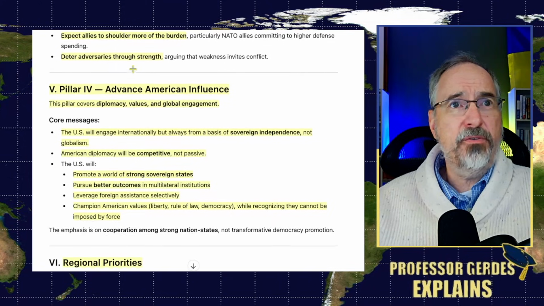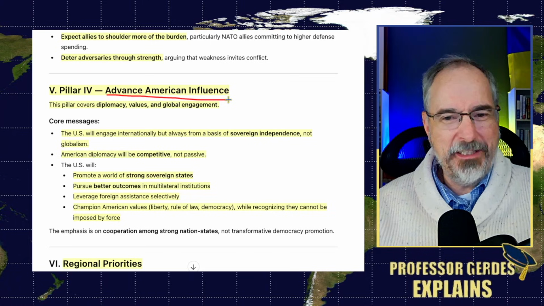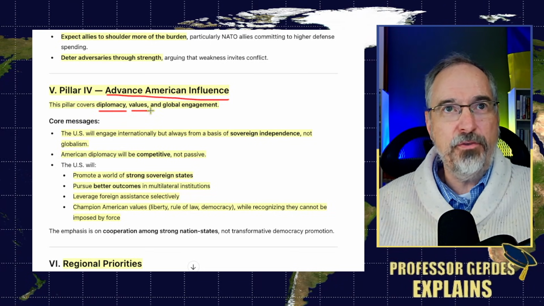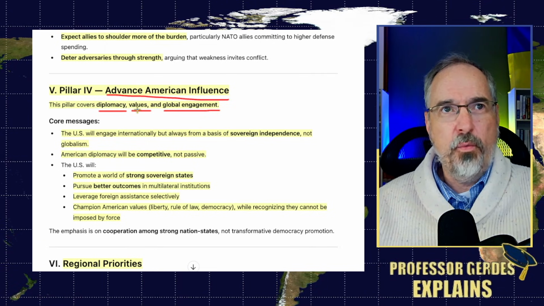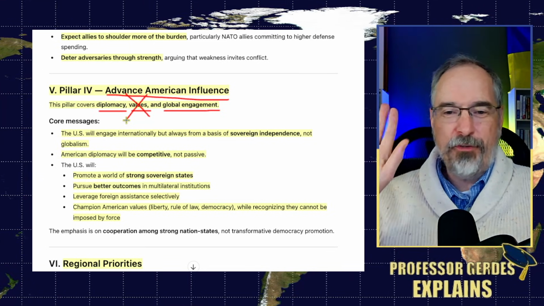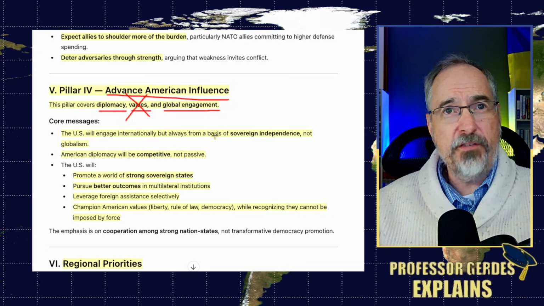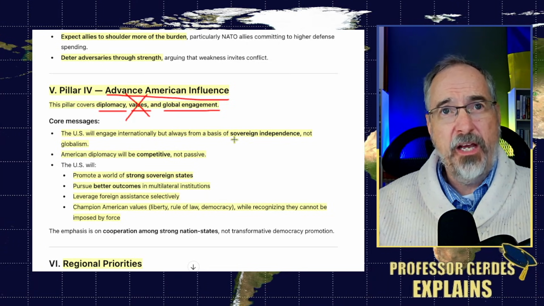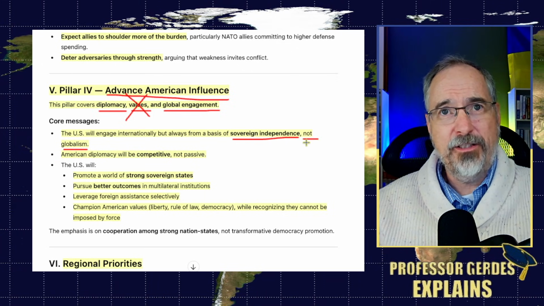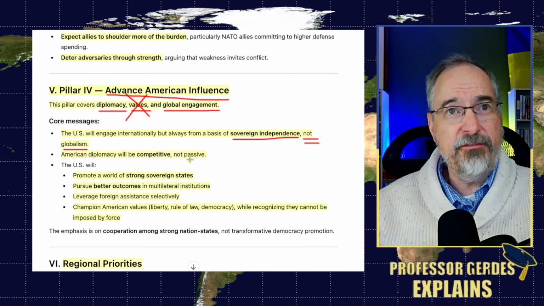Okay. Pillar 4, advance America's influence. This is not something that you're seeing in the 2025 document. The pillar covers diplomacy, values, American values, and global engagement. We kind of shredded the American values part in 2025 and said, you know what? We're not really trying to export that anymore. The U.S. will engage internationally, but always from a basis of sovereign independence, and that's consistent, not globalism. American diplomacy will be competitive, not passive.